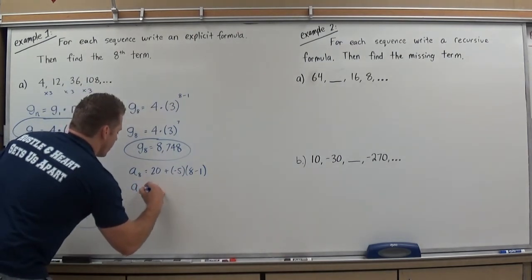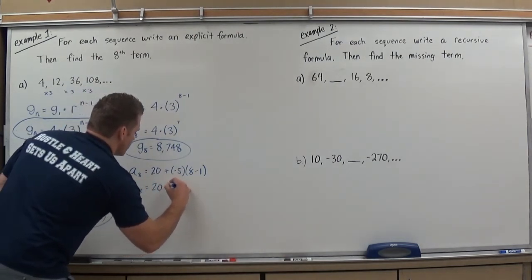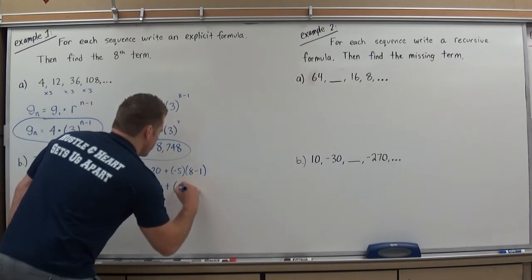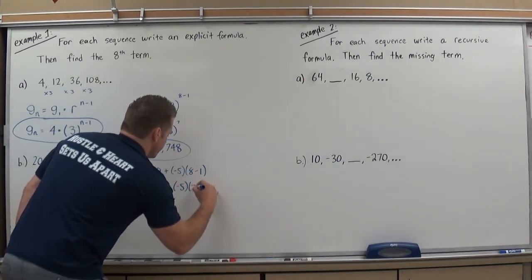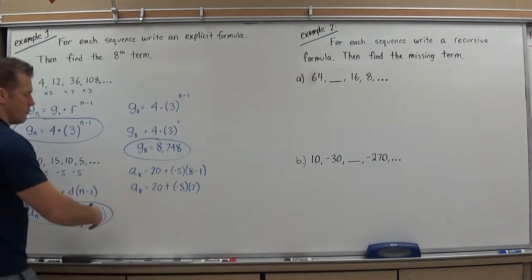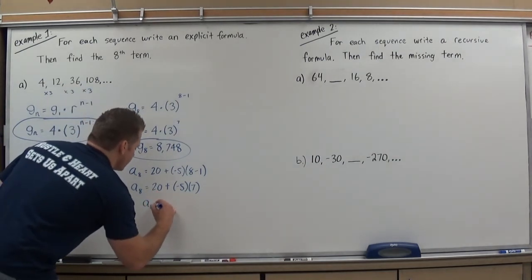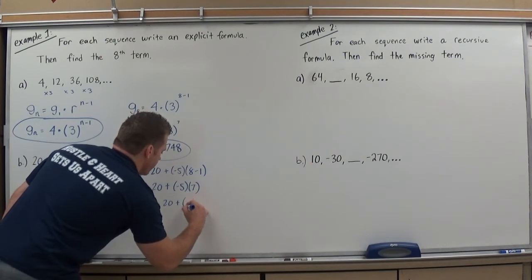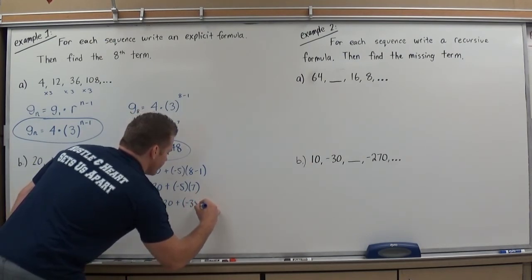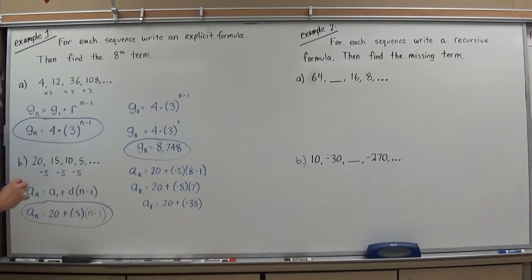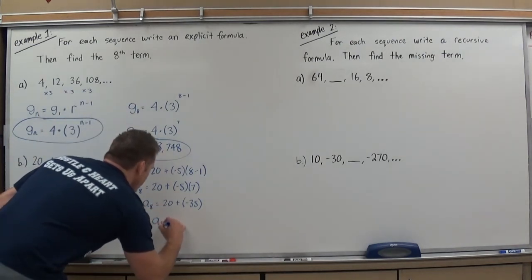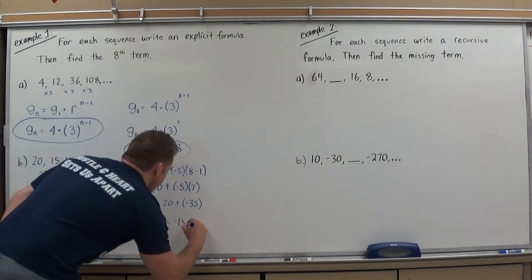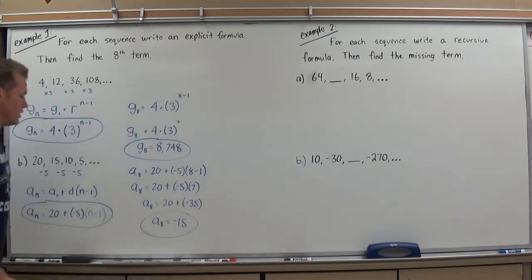Now I need to follow order of operations. Okay, no need to distribute here yet, because I can just do 8 minus 1 first. 8 minus 1 is 7. Okay, addition and multiplication. So I need to do the multiplication first. -5 times 7 is -35. And then 20 plus -35 is -15. So the 8th term must be -15.